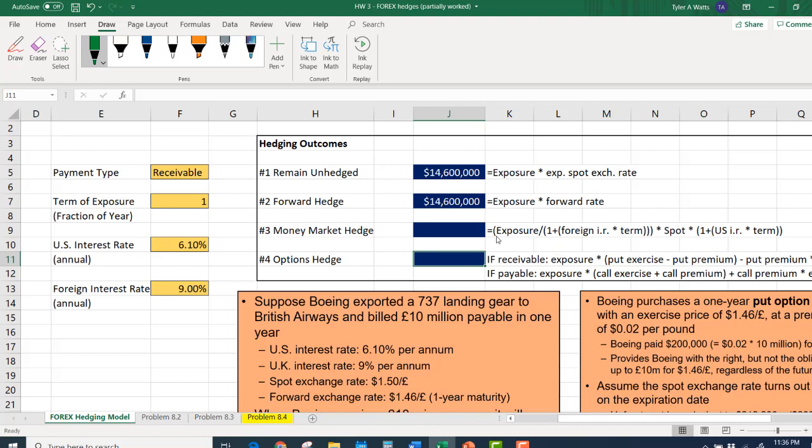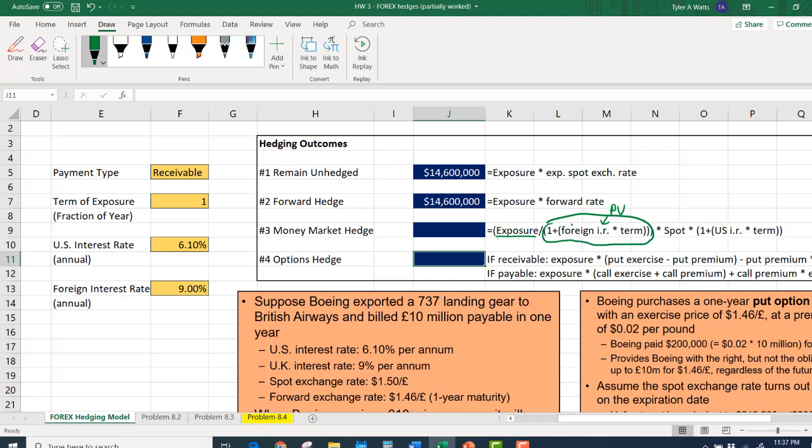Okay, so we're taking the amount of foreign currency that we're exposed to, and we're dividing it by 1 plus the foreign interest rate times the term. So you can think about this as the discounted present value in foreign currency at the foreign interest rate. This is what we would have to borrow today in order for it to mature into the amount of foreign currency we're going to be receiving at the end of the period.